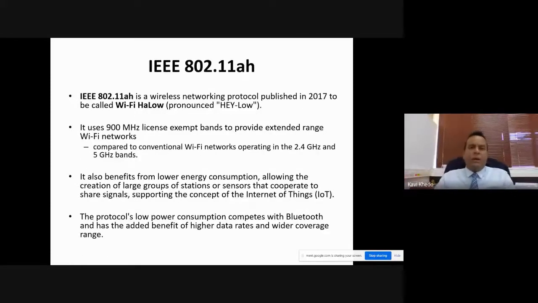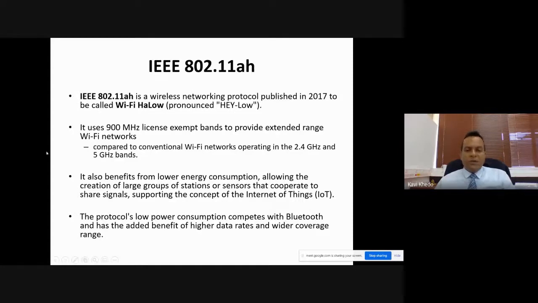Now here it is, the IEEE 802.11ah. It is a wireless networking protocol published in 2017, quite recent. You see here Wi-Fi HaLow, written Halow, but it is pronounced Halow. It uses 900 megahertz, which is less than 1 gigahertz, compared to the conventional Wi-Fi that uses the higher frequencies of 2.4 and 5 gigahertz. This one is using lower frequency, and you know the advantage we get when we use lower frequency: longer range, less interference, longer transmission range, it travels further.